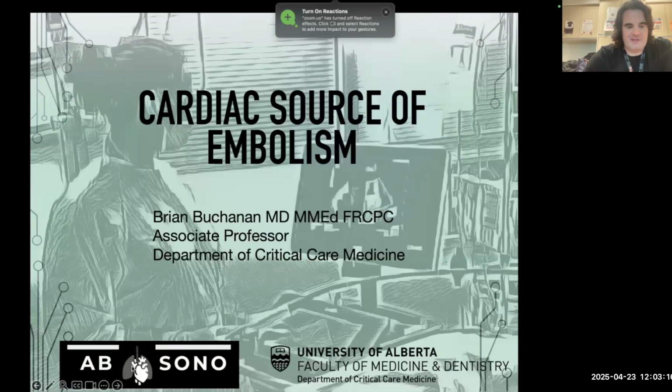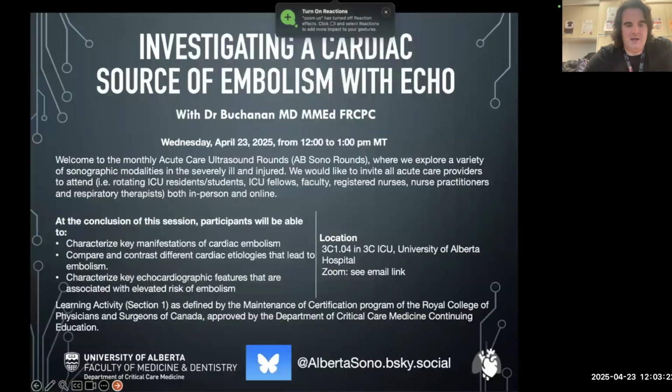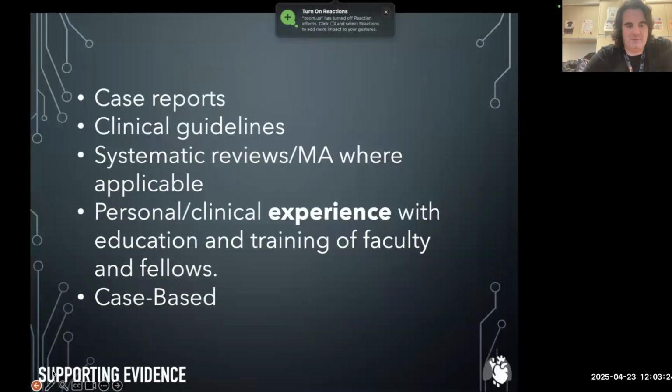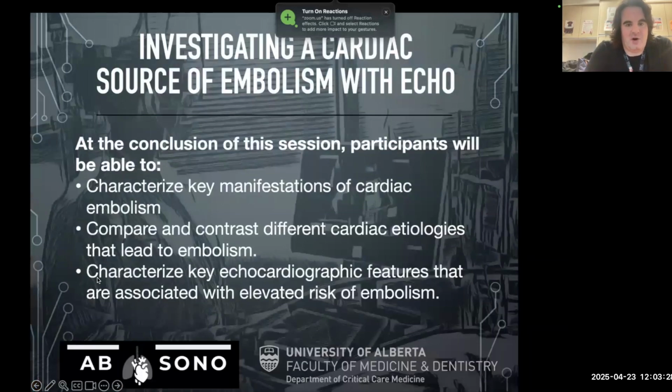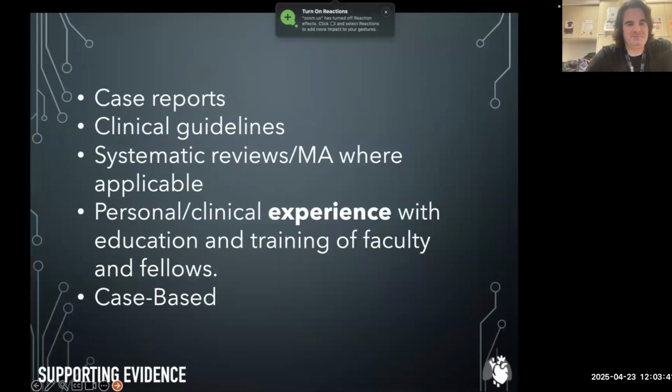So I thought this was a good topic to cover because it actually comes up periodically in our practice, especially in general ICU, but in neuro ICU as well. And so I thought we'd talk about key manifestations of cardiac embolism. We'll compare and contrast different cardiac etiologies, and then key echo features that are associated with an elevated risk of embolism. Because of course, not all that wiggles will embolize.